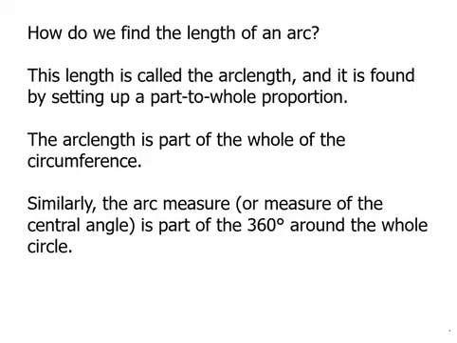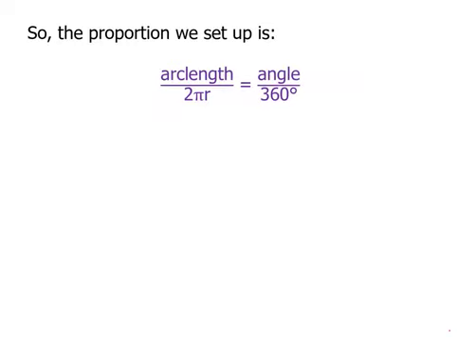The other part is going to be the arc measure, or the measure of the central angle. And that's part of 360 degrees, which is all the way around the circle. So it's going to be arc measure over 360 degrees. And so writing this out, we get this. And of course, we've just subbed in the formula for the circumference of a circle, 2 pi r.